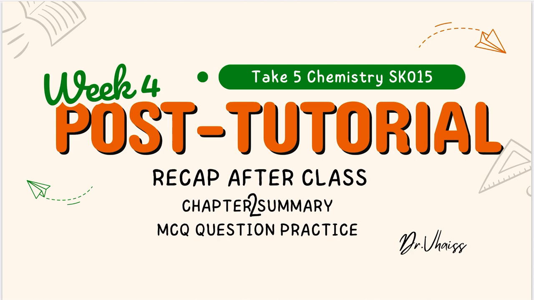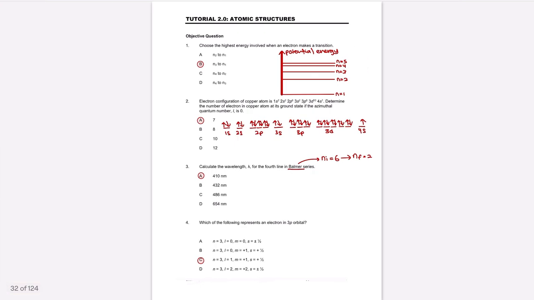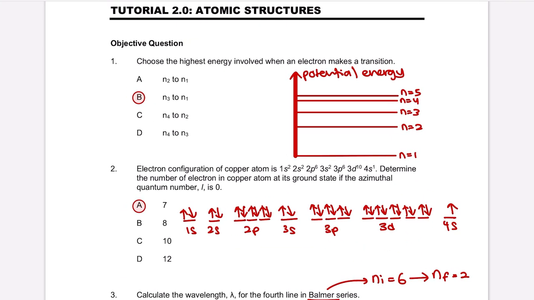In this video, I'll do a quick recap on Chapter 2 using multiple choice questions. Let's get started. So let's have a look at the first question over here. Choose the highest energy involved when an electron makes a transition. So what do you need to know?